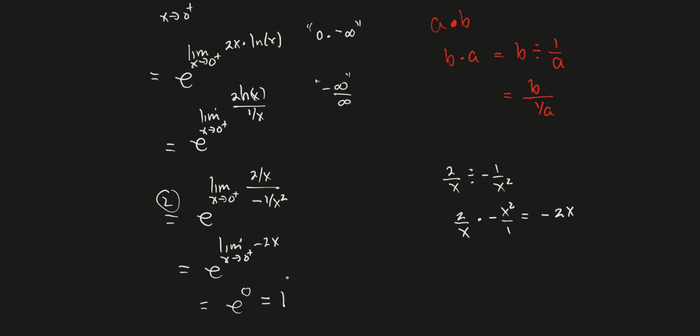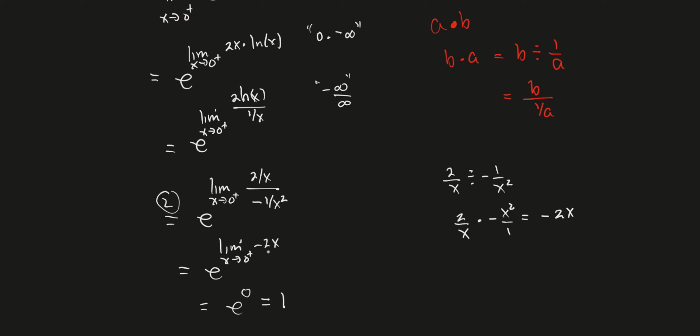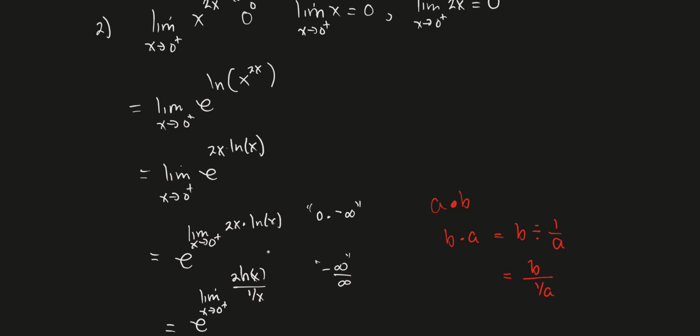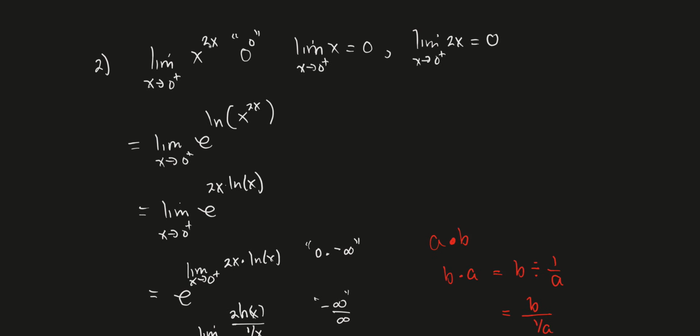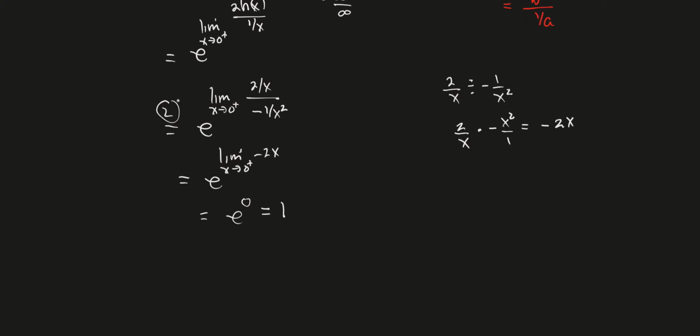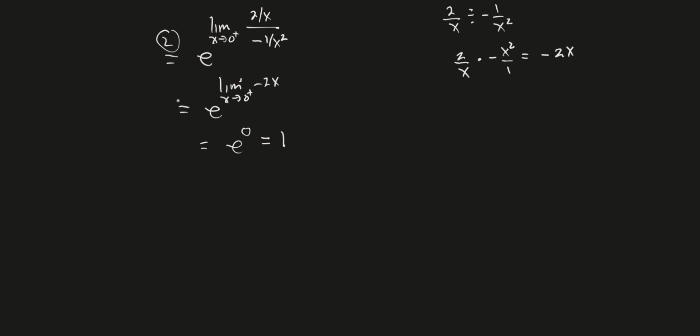So the limit of this x to the 2x, let's go all the way back to where we started. So the limit of x to the 2x as x approaches 0 plus, that limit is 1, right? All right, let's try another example here and see what we have.